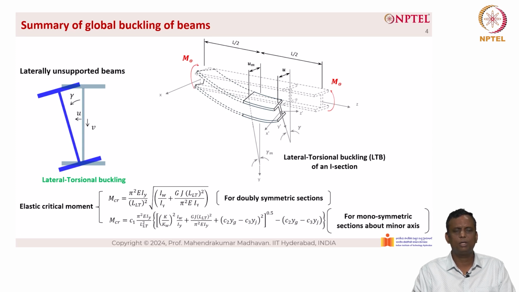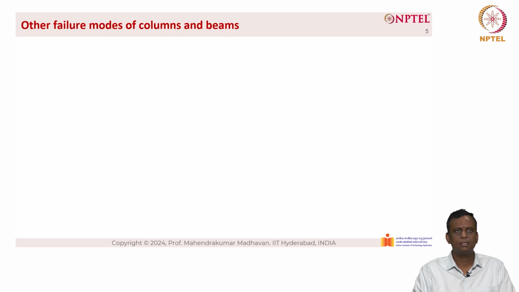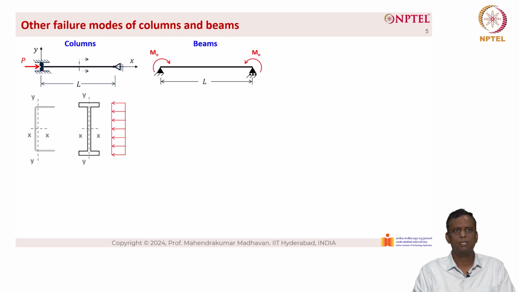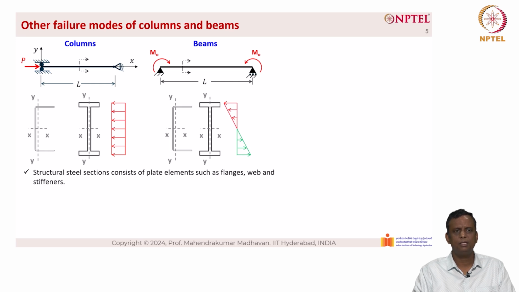A much lengthier equation is shown below with the coefficients C1, C2 and C3. This is for monosymmetric cross sections about the minor axis. So, there are other failure modes for beams and columns as well. The columns, as you can see, are subjected to uniform compression, whereas the beams are subjected to a stress gradient.